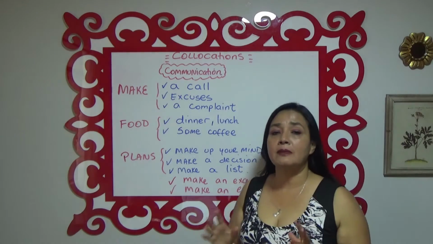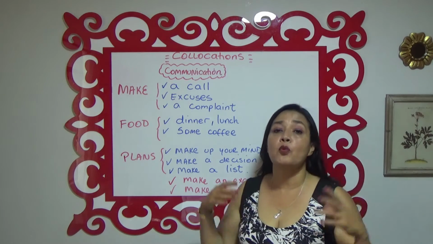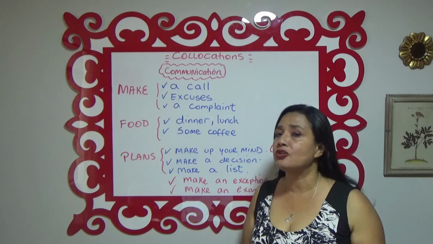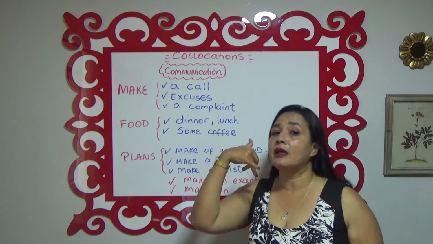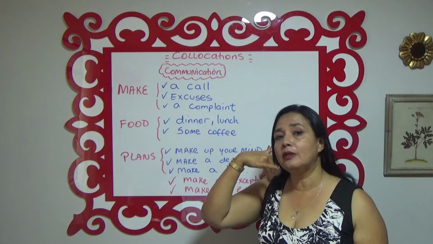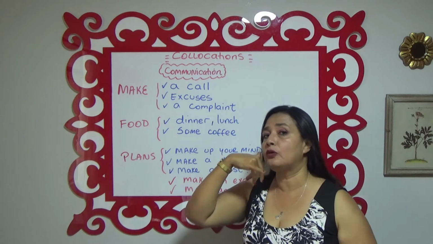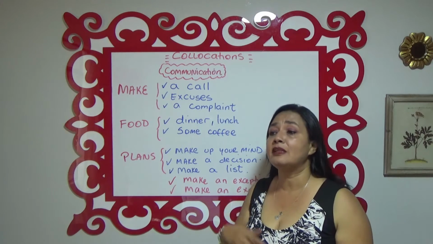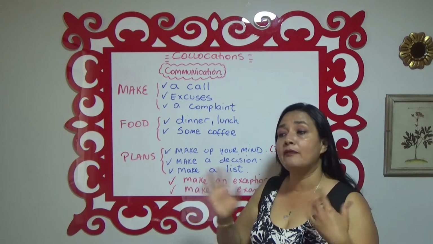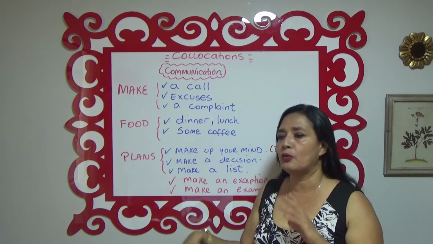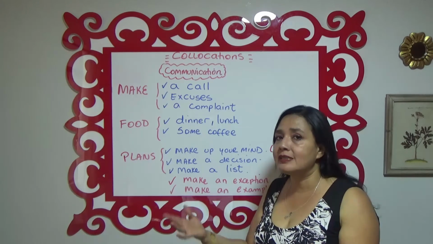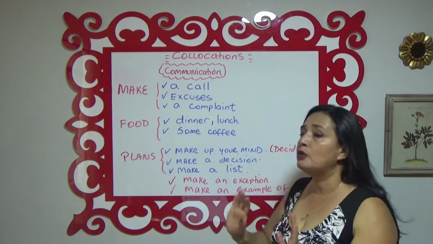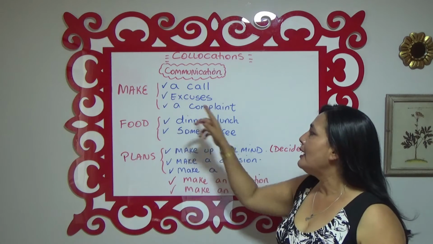All right, now let's talk about the collocations that we have with make, right? The first one is about communication. So you make a call, right? You make a call, it means that you call your friend, you call your husband or your wife. You make excuses, it means that you invent something to avoid certain situations. So you don't want to go to work the next day, so you make an excuse, you invent something in order not to go there. Make a complaint.